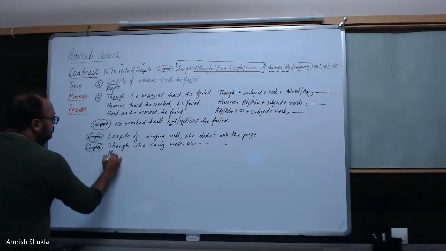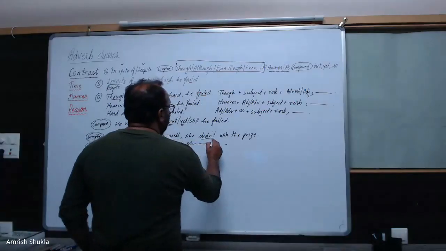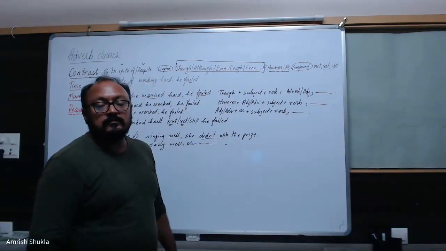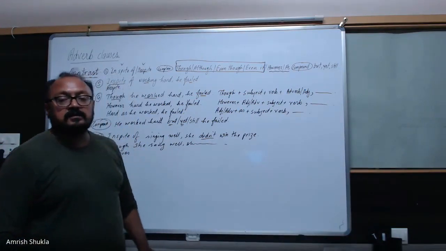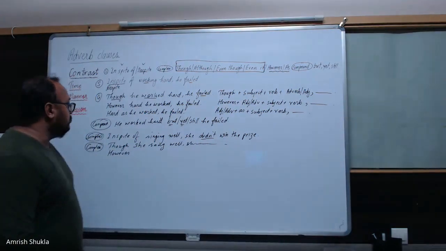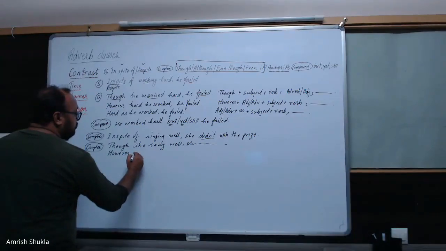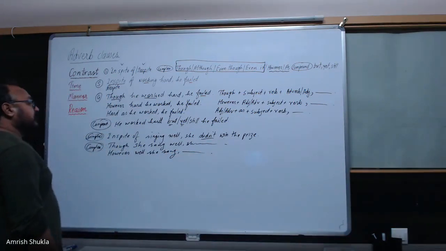Then, however. Sir, it won't come won. Pardon? Instead of win, it won't come won. She didn't won the prize. Didn't is always followed by the root form of the verb. That past tense is followed by didn't. Don't, doesn't, do not, does not, did not are always followed by the root form of the verb. However well she sang, she didn't win the prize.